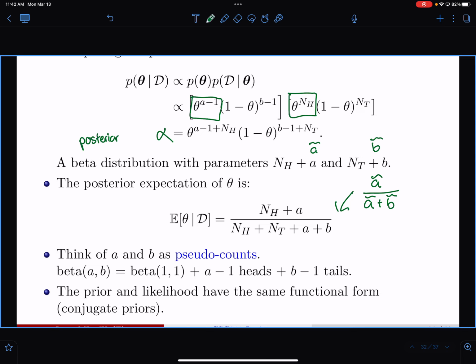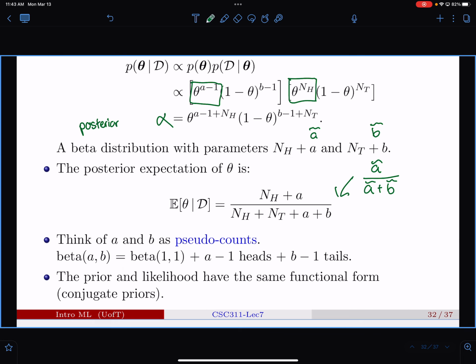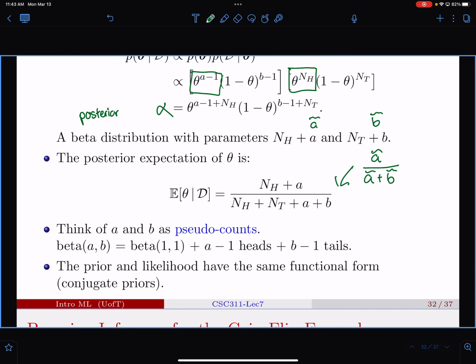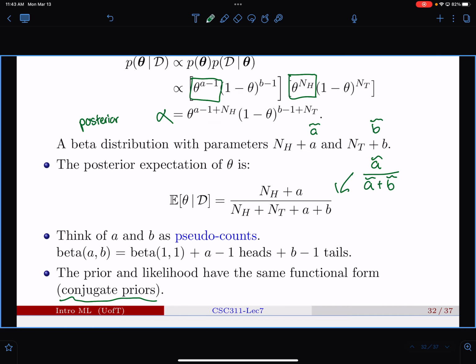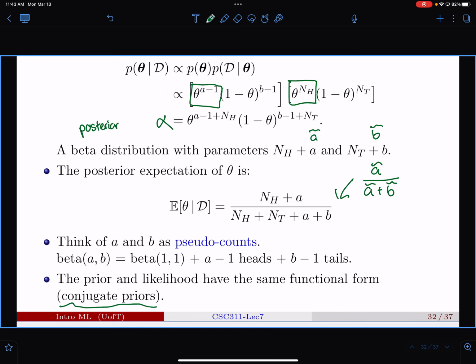This is why you can also interpret the number of heads and the number of tails as pseudo counts. It's like you pretend you have these numbers of heads and tails before observing any data at all, and then after you observe the data, you add the actual counts to the pseudo counts. This is a particularly nice example because the two functions have the same functional form, and in general we refer to this property as conjugacy, and these are called conjugate priors. Okay, so this is one potential way to estimate theta.